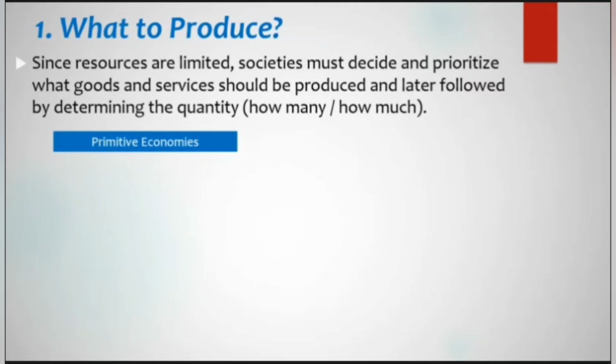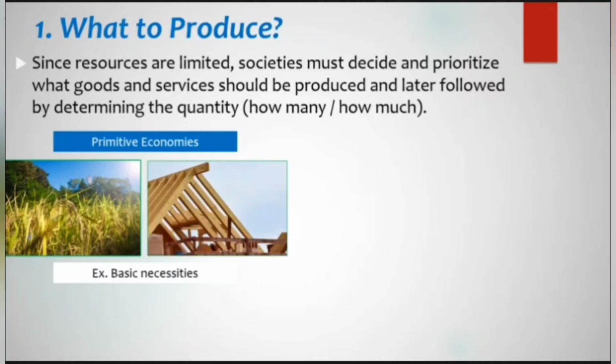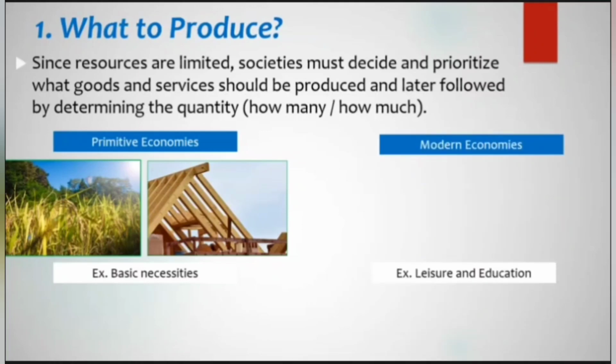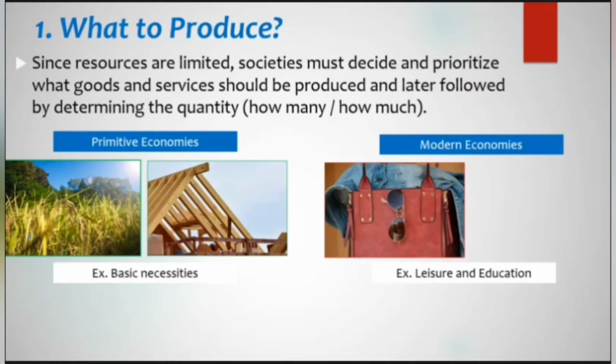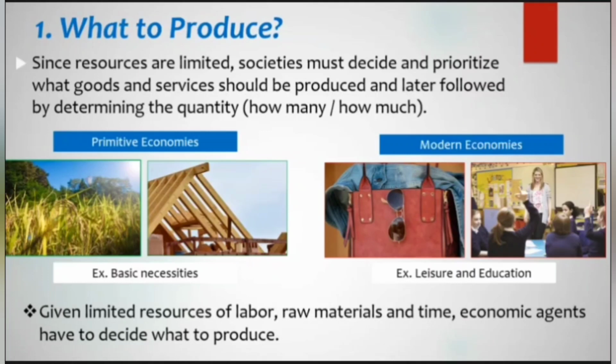Most primitive economies concentrate on producing food and shelter. Those are the basic necessities of life. Noong mga unang panahon, ang mga pangunahing pangangailangan lang ang pinoproblema ng tao. However, with the increased productivity, the economy has more available resources which can be used for non-necessary goods such as leisure and education. Sa modernong panahon, maraming pangangailangan ang isinasaalang-alang. Given limited resources of labor, raw materials, and time, economic agents have to decide what to produce.